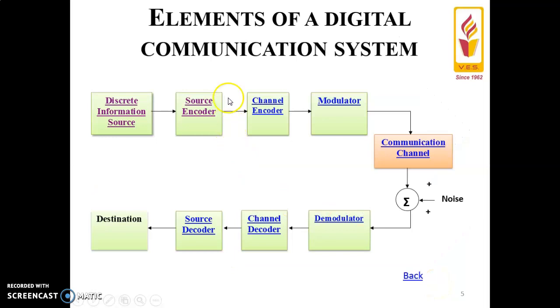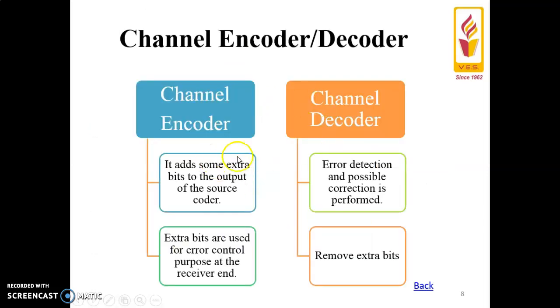Now the output of source encoder is in the form of a binary sequence. So the channel encoder input is nothing but your binary sequence. It takes the binary sequence and adds extra bits to it. Now these extra bits do not carry any information. It is used for error control purpose. Why is error control needed?